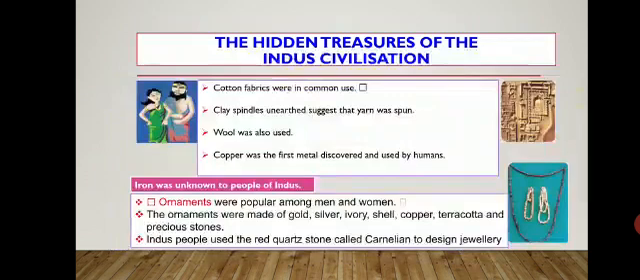Next, ornaments were popular among men and women. The ornaments were made of gold, silver, ivory, shell, copper, terracotta and precious stones. Indus people used a red quartz stone called carnelian to design jewelry.